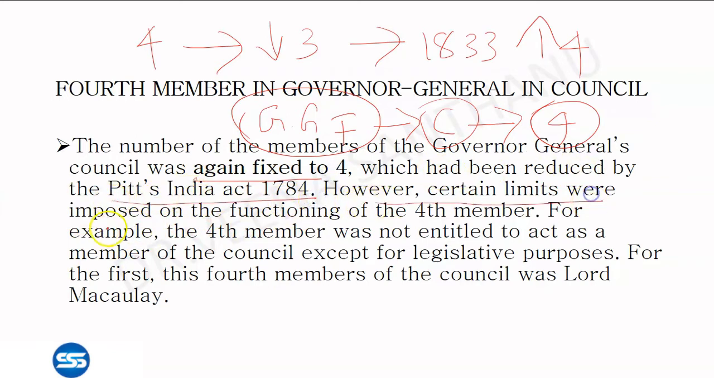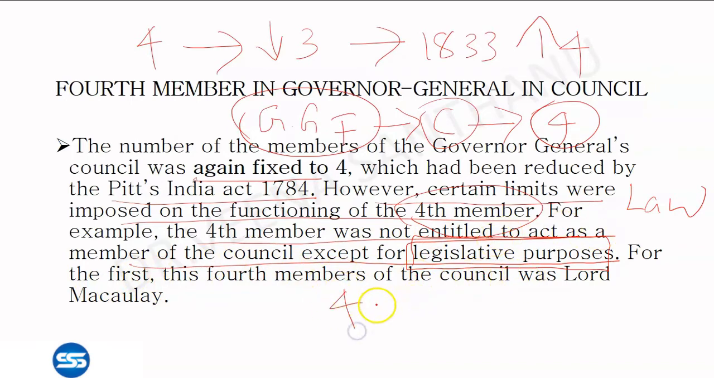However, certain limits were imposed on the functioning of the 4th member. The 4th member is mainly a law member. For example, the 4th member was not entitled to act as a member of council except for legislative purposes. That's why I call him a law member, because he has the main power for legislative purposes only. The first law member was Lord Macaulay.